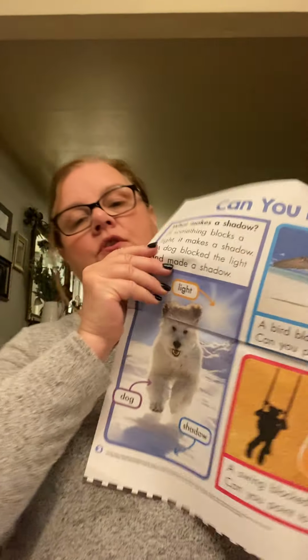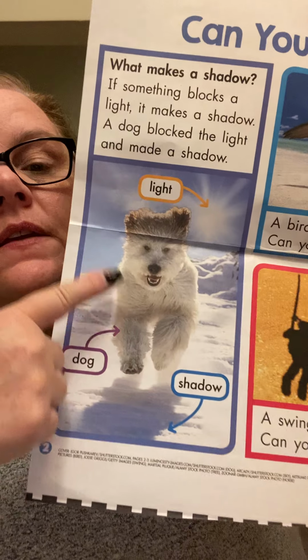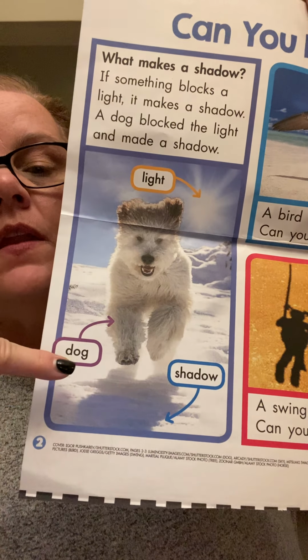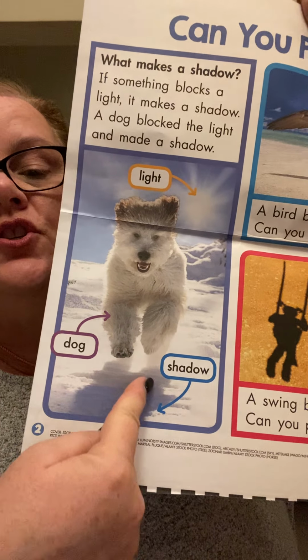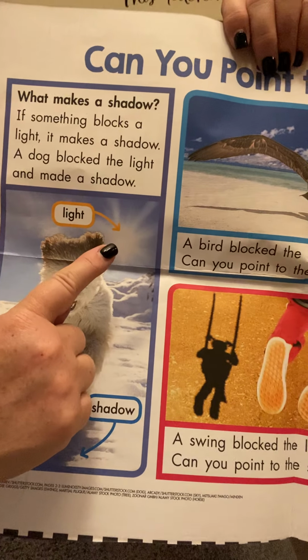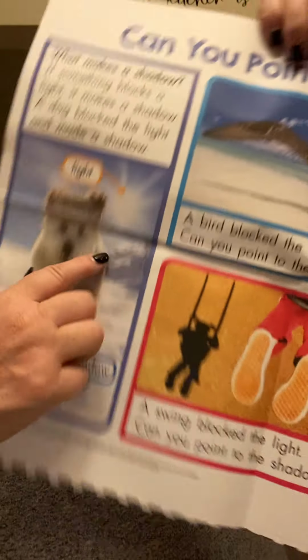All right, let's open up our booklets and see what we have. Can you point out the shadows? All right, let's start over here. Look at this puppy dog running in the snow. And there's the dog. And there's his shadow. And you can see up here, there's the sun.